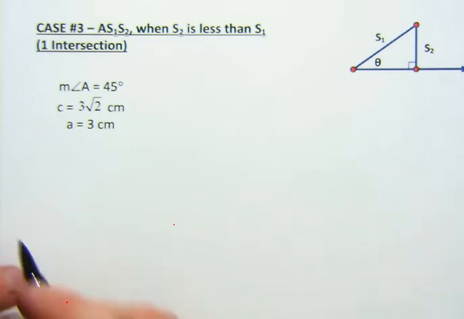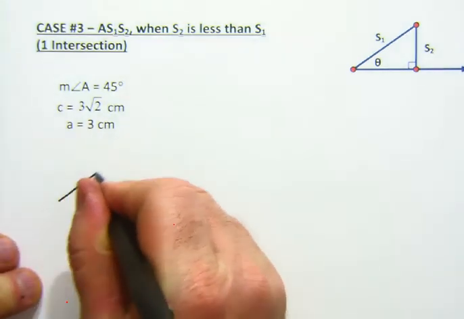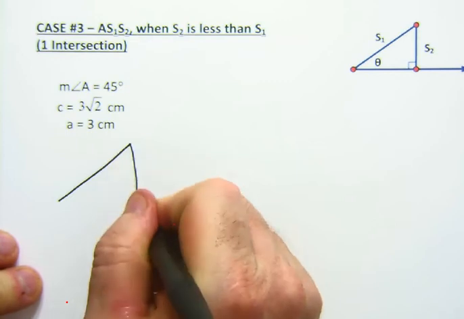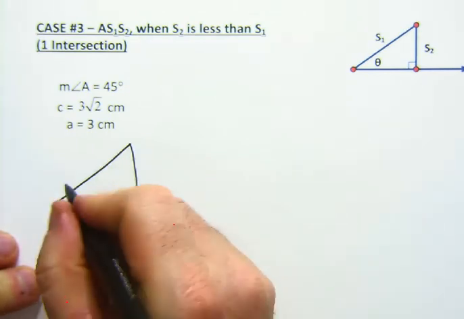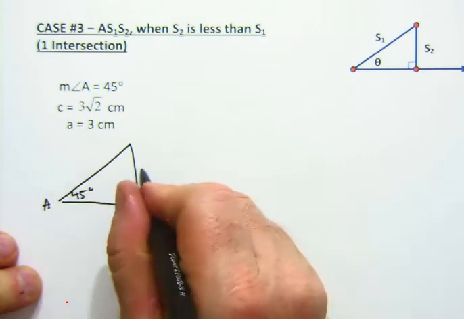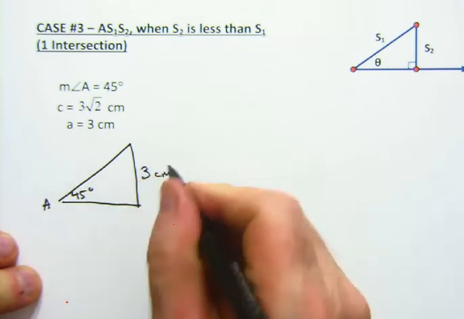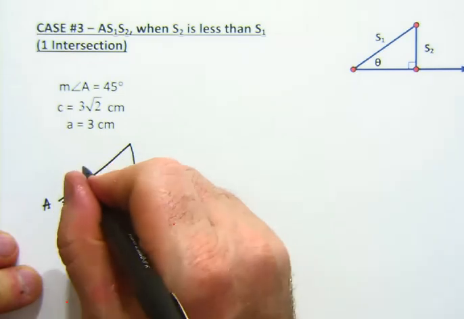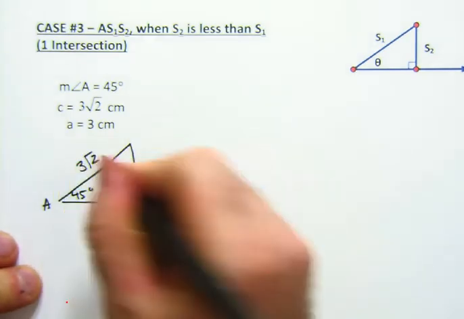All right, again, this time no diagrams provided, so I'll draw myself a diagram here. I've got an angle A at 45 degrees. Little a over here is 3. C is over here at 3 root 2.